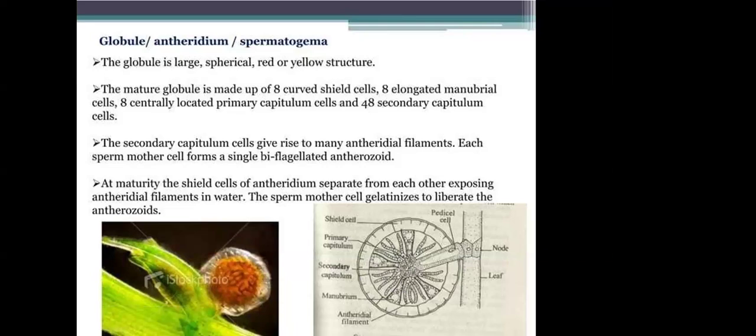These layers divide periclinally, and 3 layers of cells are present. Overall, the antheridium consists of 24 cells arranged in 8 diagonal series of 3 cells each. This is the development of the globule.